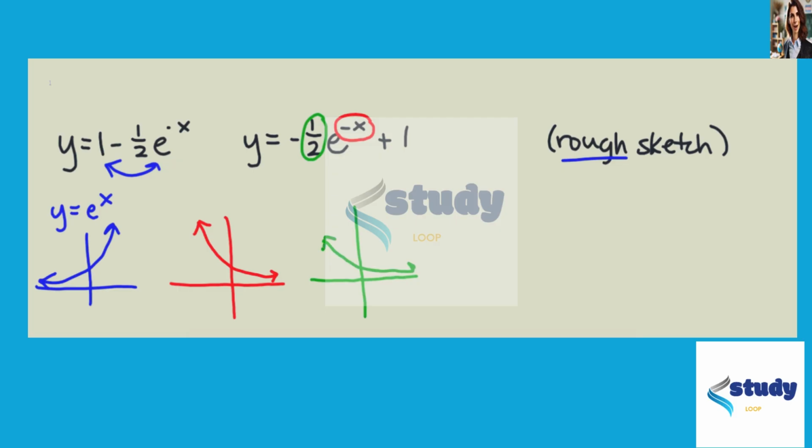Then I notice what happened is it was multiplied by a negative. That's going to reflect it across the x-axis. So now it looks like that.